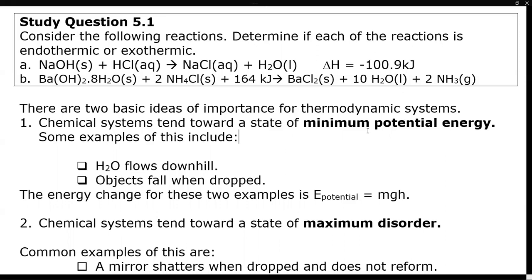Water flows downhill, objects fall when dropped. Those two examples are based on gravitational potential energy, where that energy is equal to mass times the gravitational constant times the height of the object.